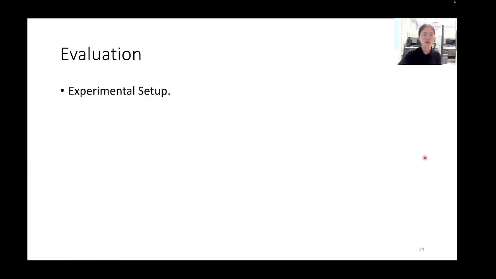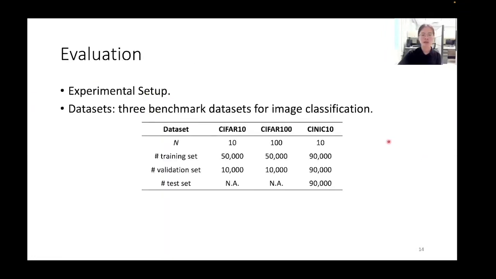We conduct our experiments on 3 benchmark datasets for image classification: CIFAR10, CIFAR100, and CINIC10. The number of classes varies from 10 to 100, and the total number of images varies from 60,000 to 270,000. We consider models including ResNet18, VGG16, and WideResNet with 28 and 4.